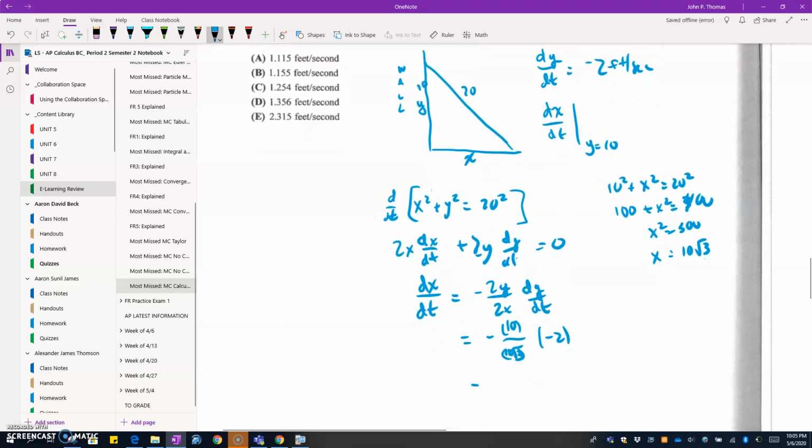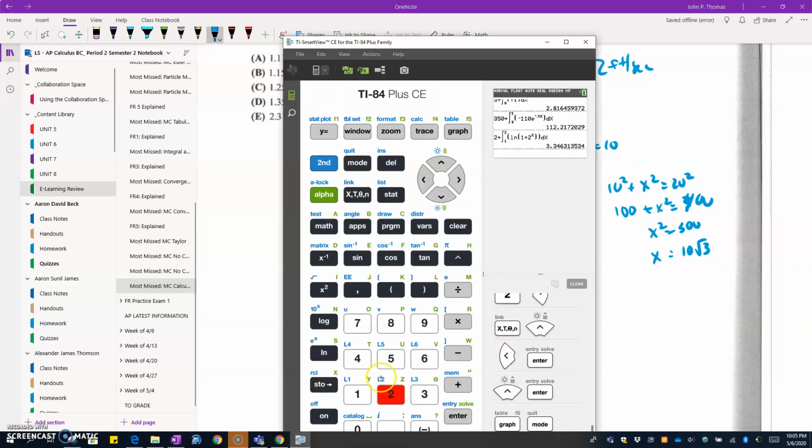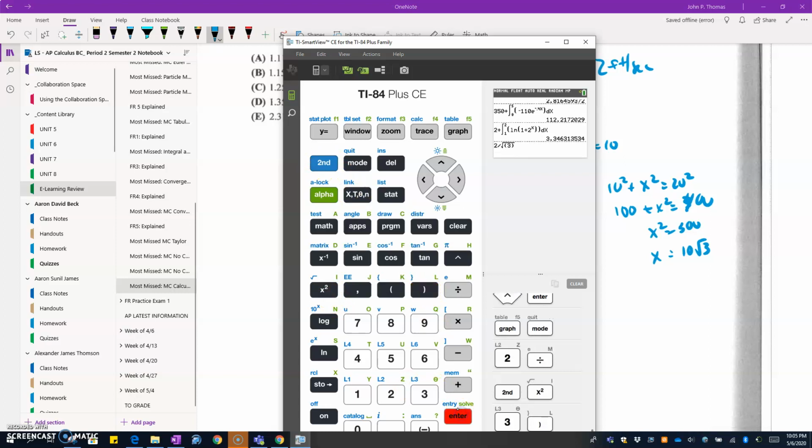Alright, so if I clean that up, the 10's cancel, so it's negative times a negative, which is positive, 2 over root 3. And that would be, so we need to go to a calculator at this point. So 2 divided by the square root of 3, which is 1.154.